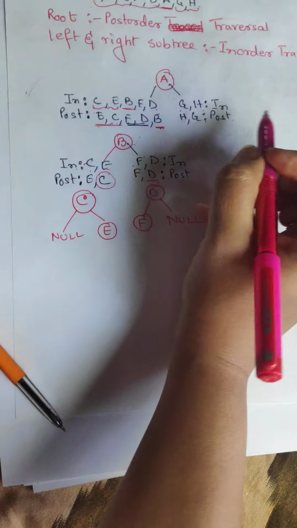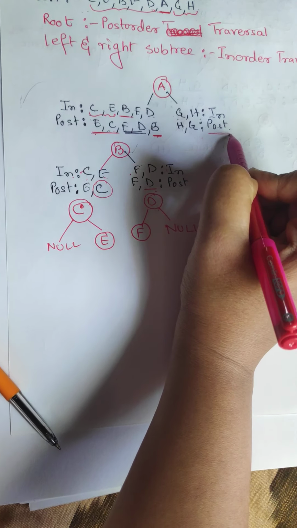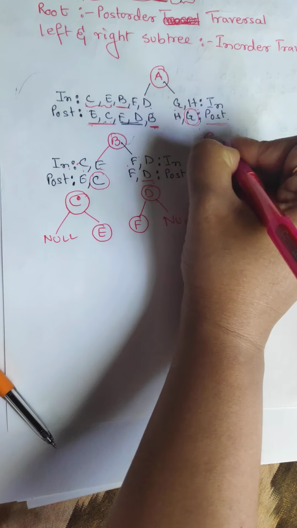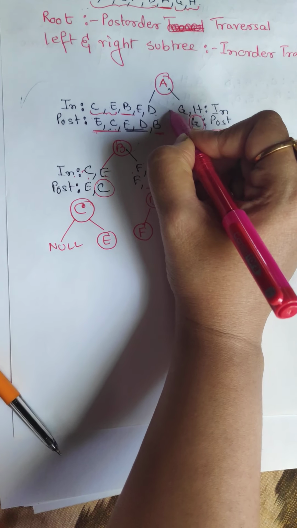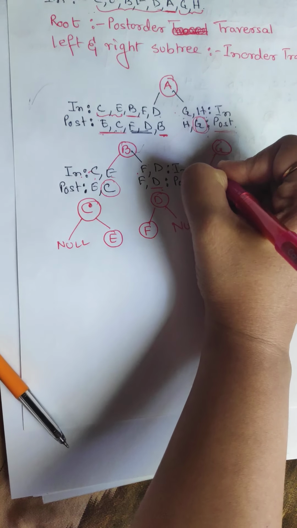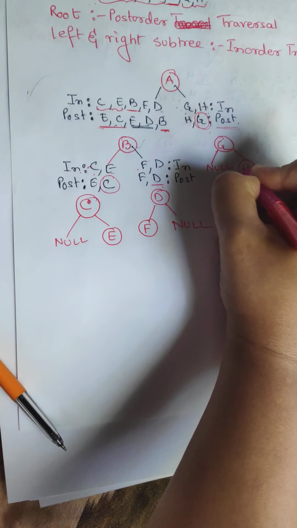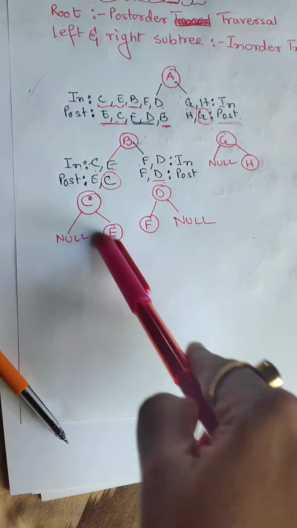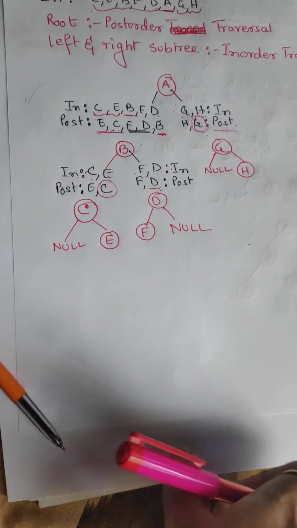Right? Coming to the right subtree of A. Again, look at the post order traversal. The last node gives you the root node, that means G. Now when you look at the in-order traversal, the left hand side of G is empty, and on the right hand side there is an H. So the left hand side of G is null and the right hand side has the node H. Right? So this is how you construct a binary tree using in-order and post-order traversal.